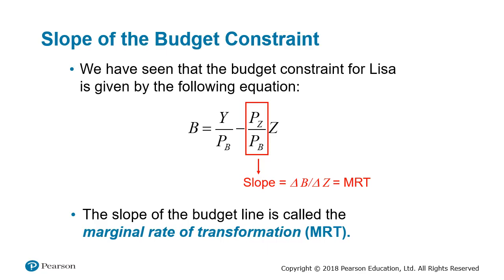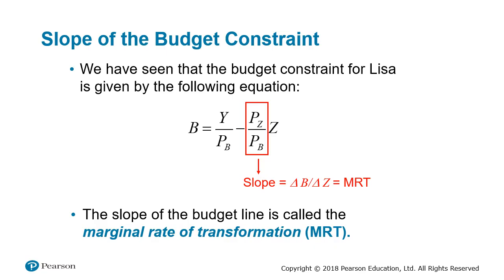The MRT also tells us the rate at which Lisa could swap burritos for pizzas in the market. It's the ratio of their market prices. So in the example we looked at, where the burrito price was $2 and the pizza price was $1, what that tells us is that a burrito costs twice what a pizza costs. So the ratio we had was 1/2 on that slope coefficient. You could give up one burrito and get two pizzas in exchange at market prices.